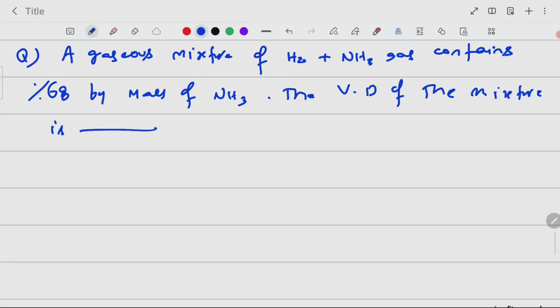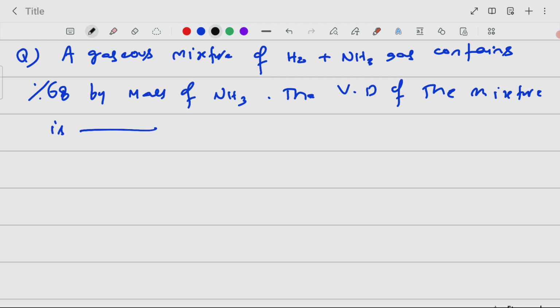Observe the question carefully, everyone. A gaseous mixture of H2 and NH3 gas contains 68 percent by mass of NH3. The vapor density of the mixture is dash. So how do we need to do this? First, percentage by mass is given: 68 grams out of 100, 68 grams is NH3.